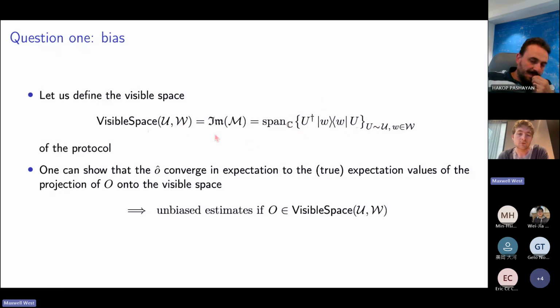And what one can show, and this is, again, basically a matter of unraveling the definitions, is that these O hats from two slides ago, well, they were on the last slide too, I guess, converge not necessarily to the true expectation values, the trace of rho times O, but to the true expectation values of the O's if you project them onto the visible space.